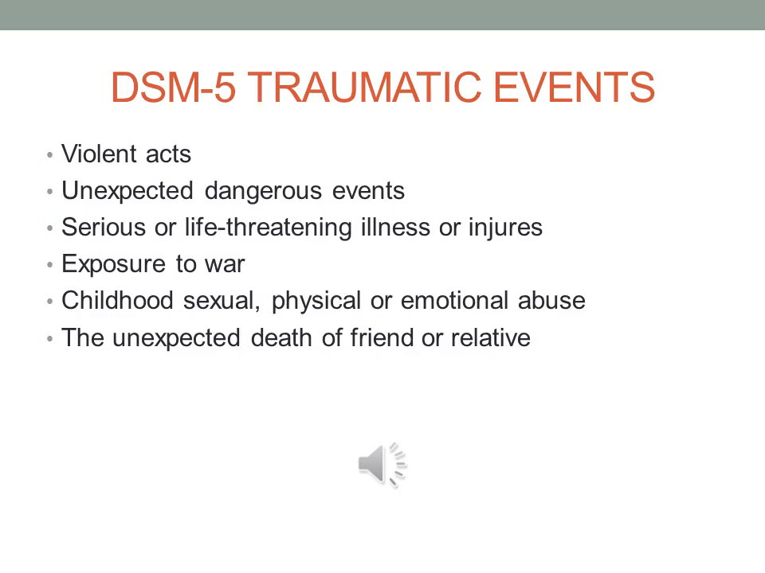DSM-5 includes traumatic events such as the following: violent acts such as physical attack or domestic violence, unexpected dangerous events such as natural disaster or accidents, serious or life-threatening illness or injuries, exposure to war, childhood sexual, physical or emotional abuse. And the last one is the unexpected death of a friend or relative.